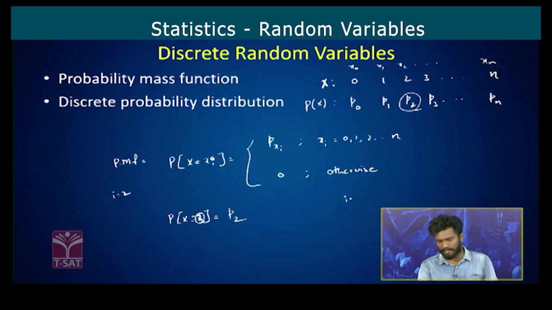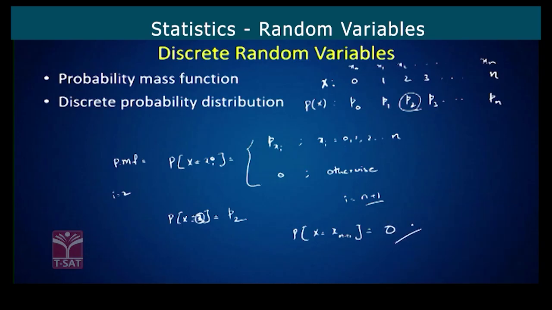Similarly, if I consider i is equal to n plus 1, probability of x is equal to x of n plus 1 will be equal to 0, because this n plus 1 is out of the limit. So xi is assuming only 0, 1, 2, 3, so on up to n. So when you take i is equal to n plus 1, its probability will become 0. There are 2 points you have to remember. What are the probabilities it is assuming? P0, P1, P2, P3, so on to Pn. Let's consider Pi, where i takes values from 0 to n. It must be greater than or equal to 0 always.